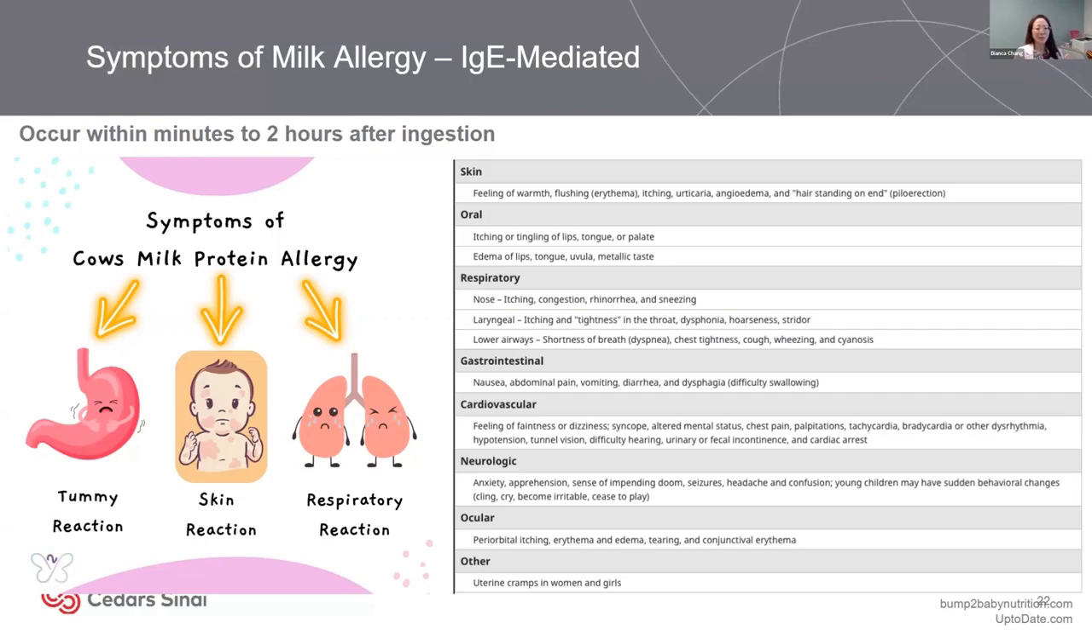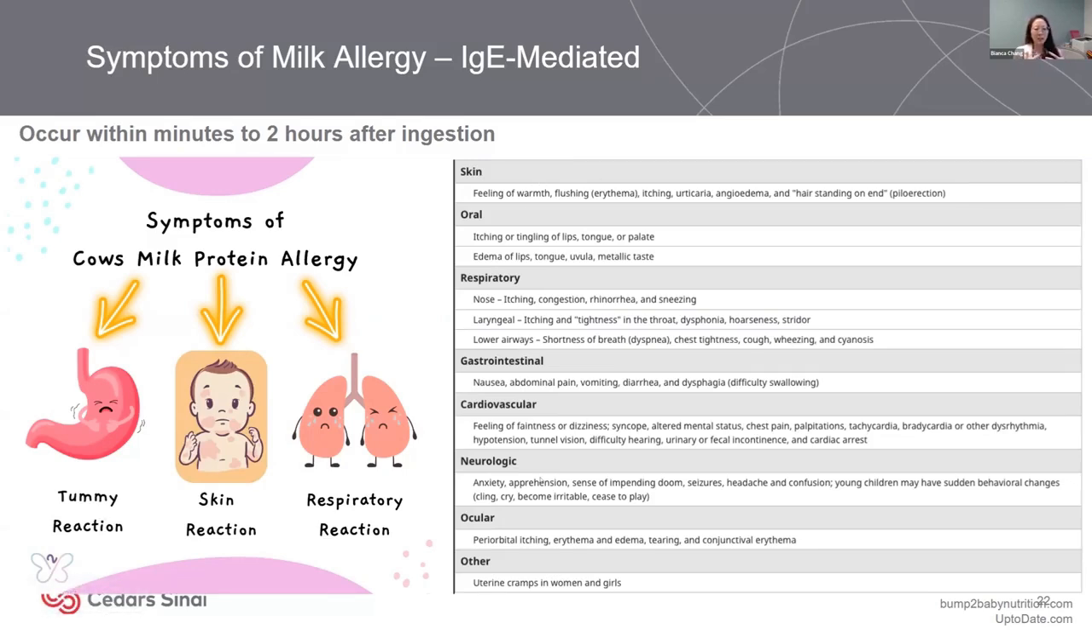The tummy reaction means abdominal pain, upset stomach. It can be explosive or profuse diarrhea. You can see a skin reaction, usually a rash or hives, and you can have respiratory reactions too, so shortness of breath, coughing. The table on the right talks about these types of symptoms in more detail.